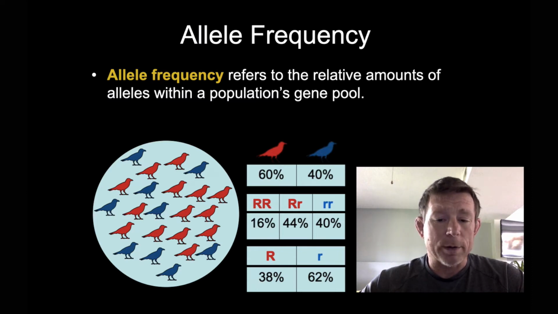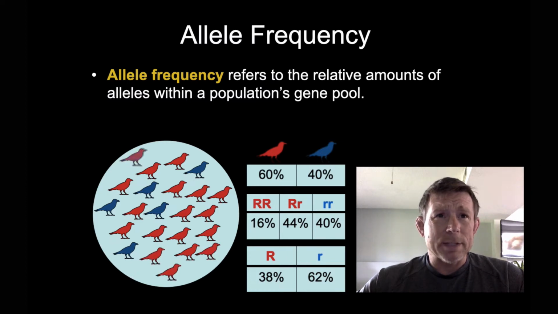But if we look now at just the frequency of the alleles, if we look at how many dominant alleles are in this gene pool, well, it's only 38% compared to 62% of the recessive allele. Now that might seem a little counterintuitive. We have 60% red birds, but only 30% carrying the red allele, the dominant allele.